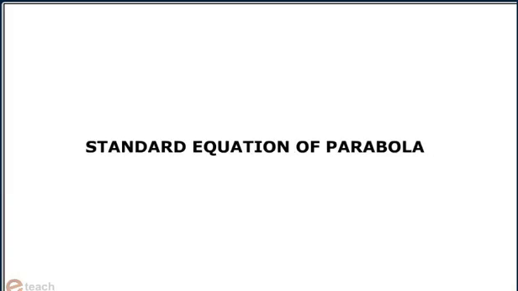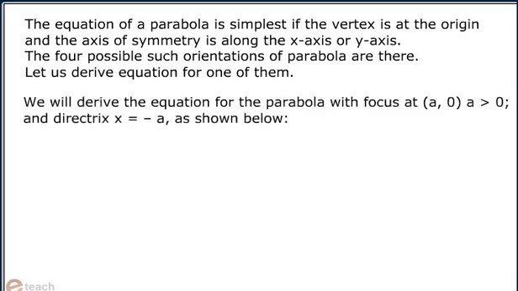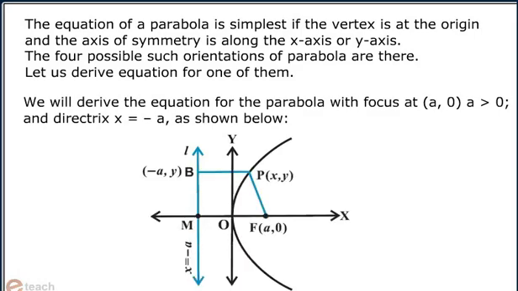Standard equation of parabola. The equation of a parabola is the simplest if the vertex is at the origin and the axis of symmetry is along the x-axis or y-axis. The four possible such orientations of a parabola are there. Let us derive the equation for one of them. We will derive the equation for the parabola shown above in the figure, with focus at (a, 0), a greater than 0, and directrix x equals minus a, as below.